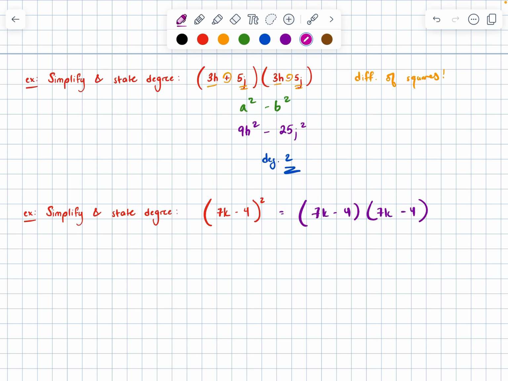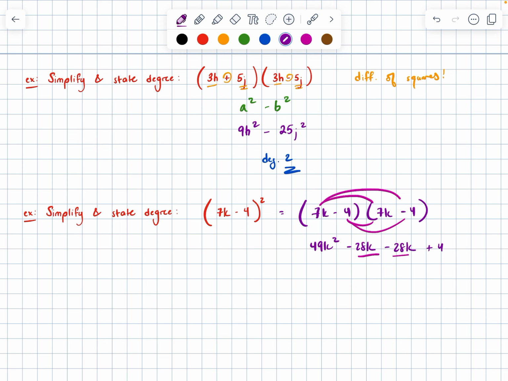I'm making the video. So I'm going to multiply each term in the first factor with each term in the second. So starting off with 7k times 7k, well, that gives me 49k squared. 7k times negative 4 gives me negative 28k. Negative 4 times 7k, there's another negative 28k. And negative 4 times negative 4, there's my plus 4 at the back.